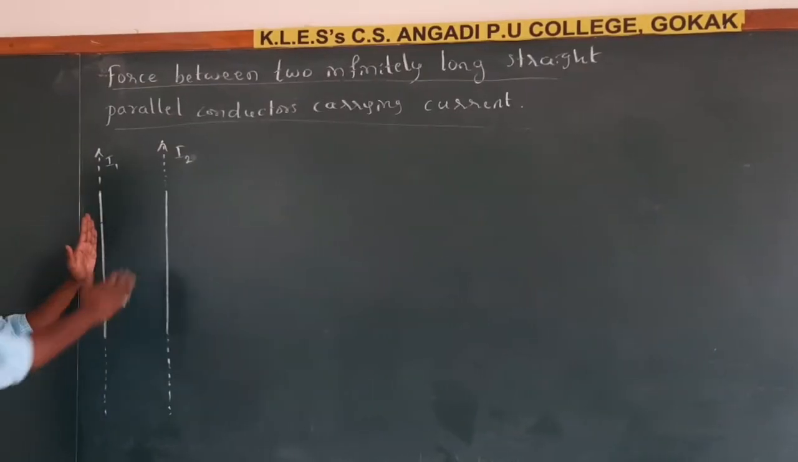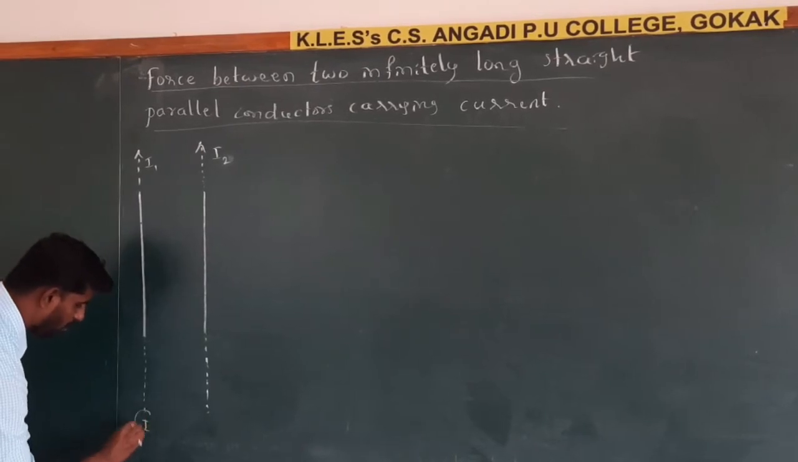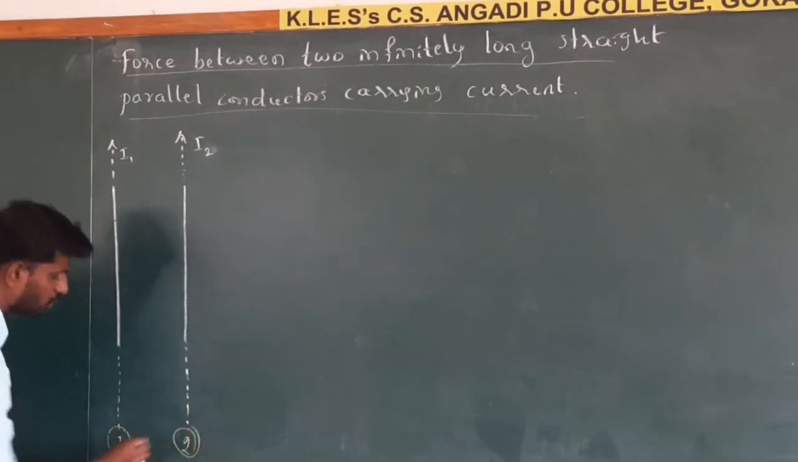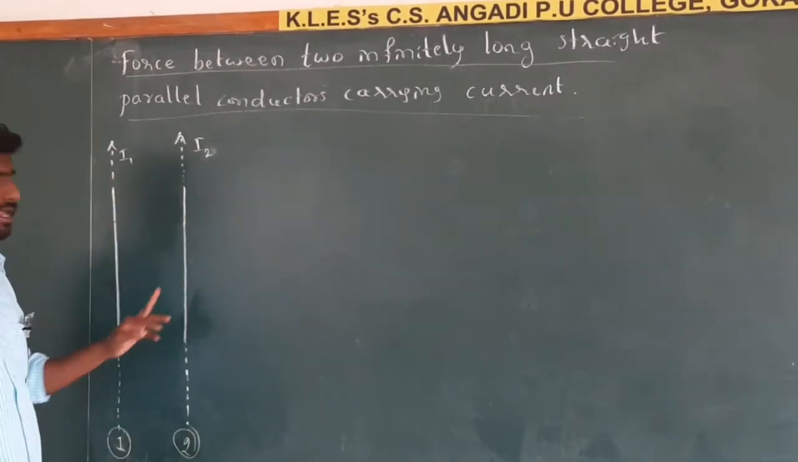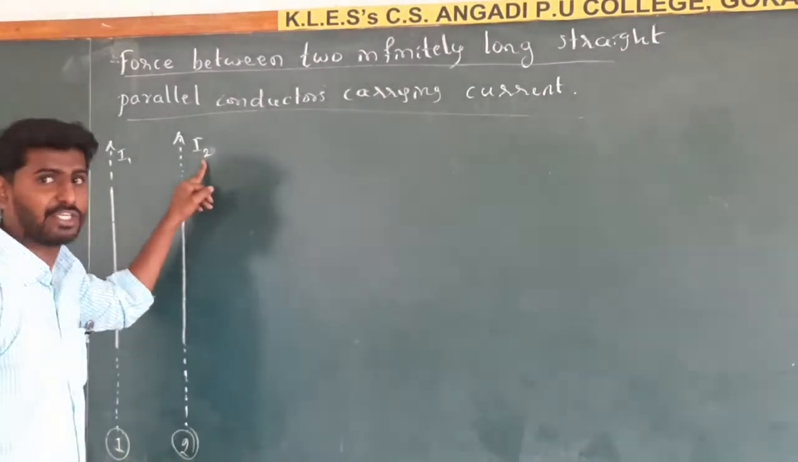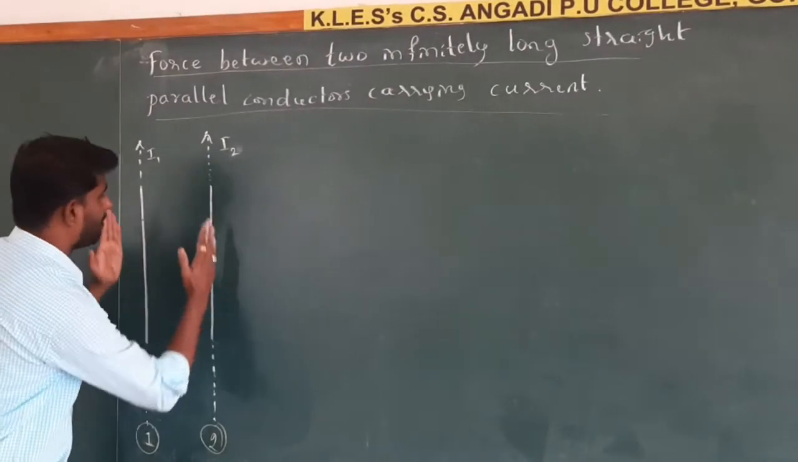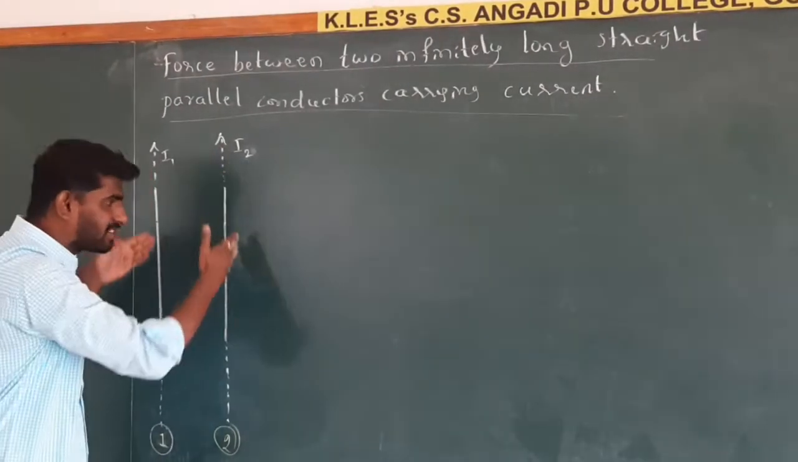This is conductor number 1 and this is conductor number 2. Conductor number 1 is carrying current I1 and conductor number 2 is carrying current I2. And see the diagram. So these 2 conductors are parallel, and these 2 are straight.